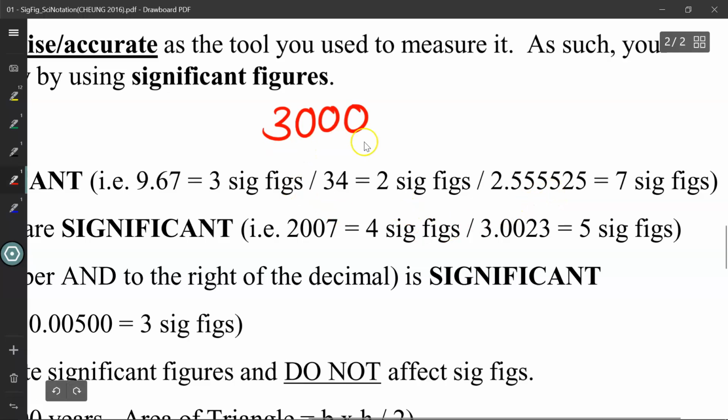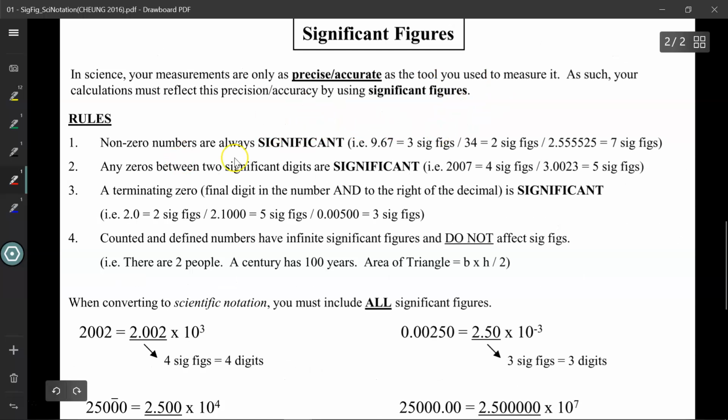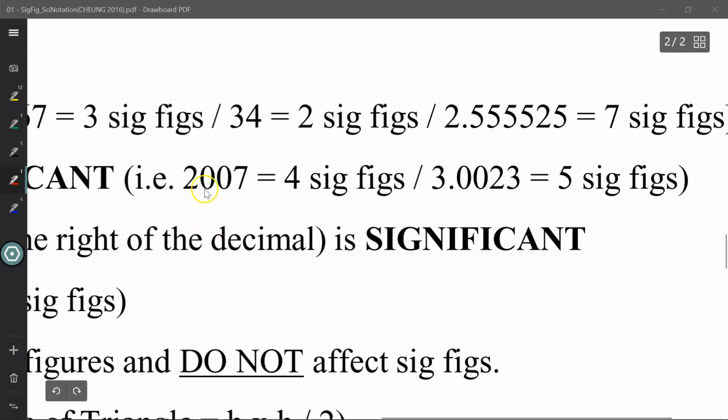However, if I wrote 3,000, this number is ambiguous. There's only one non-zero value, so this number is not particularly trustworthy. We say there's only one significant figure here. Or if I did something like this, there'd be 1, 2, 3 non-zero values, so 3 sig figs. Now that was the easy part. The rest of the rules deal with what happens when there are zeros. When can we trust them, when do we not? Well, Rule 2 states that any zeros that are between 2 sig figs are also sig figs.